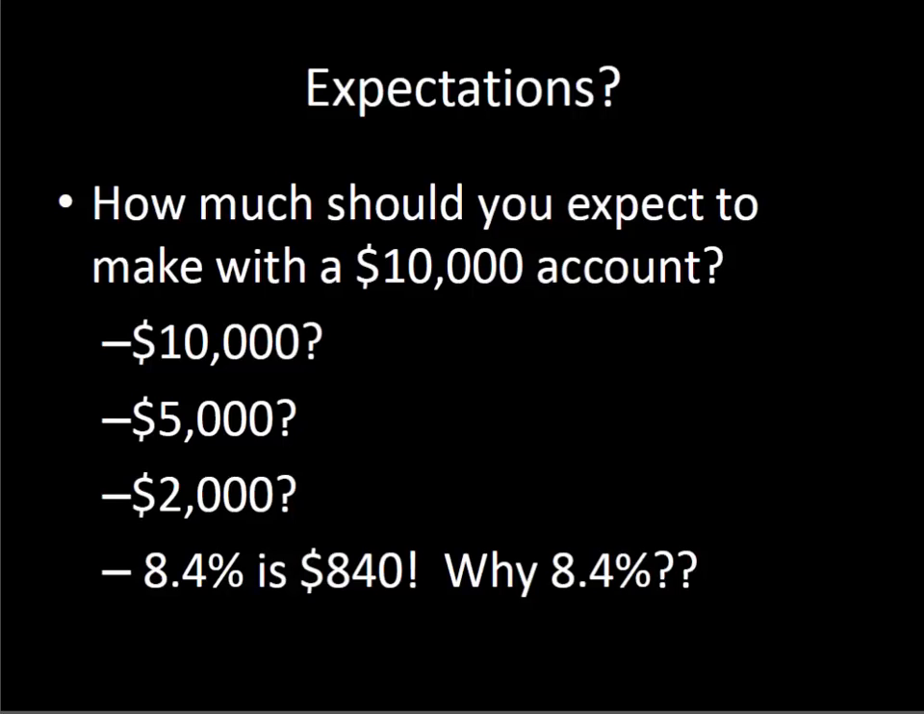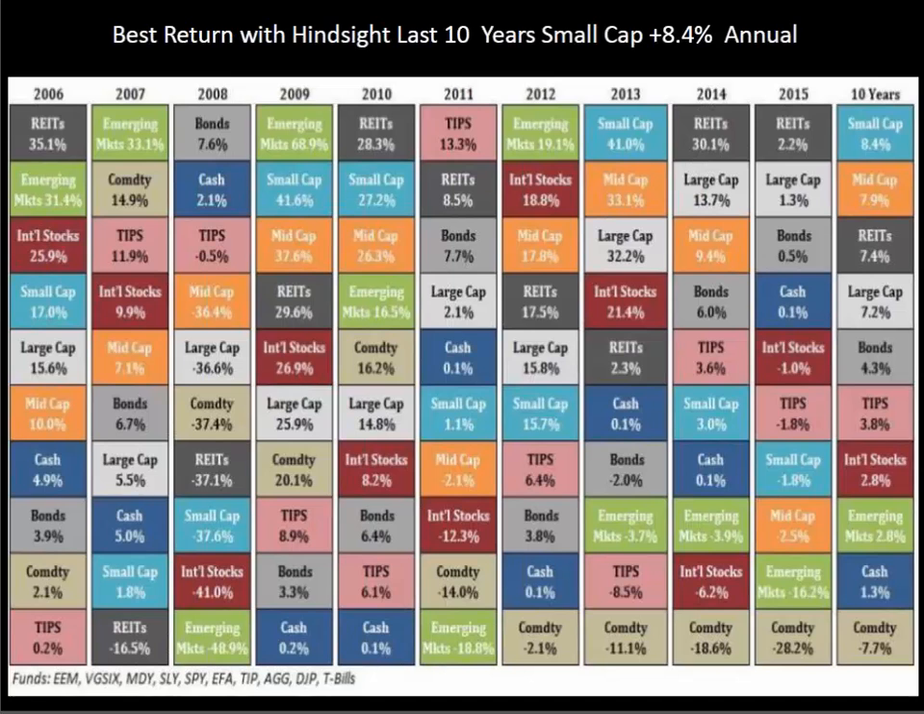With futures right now, if you have a $10,000 account, a lot of people say, oh, I want to make $10,000 on 10,000, or I want to make 5,000, or even 2,000, which is 20%. But actually, 8.4% is really your expectation. That's $840. That's all there is. The reason being, if you take a look at this table over the last 10 years, you'll see that the best instrument that made anything was small caps, and it made 8.4% a year for the last 10 years. And you can look at this table and study it, but that's just the way it is.